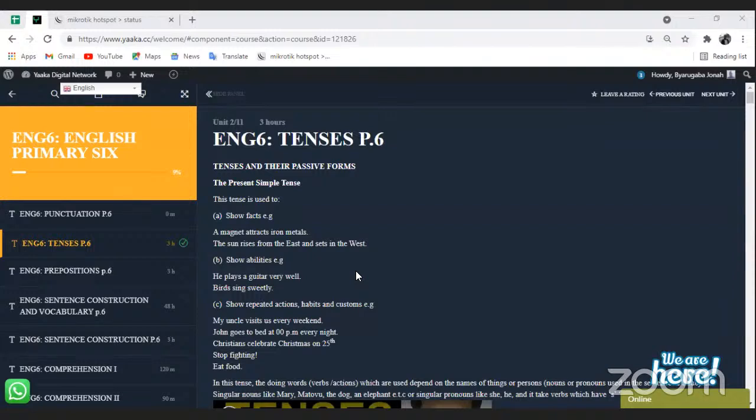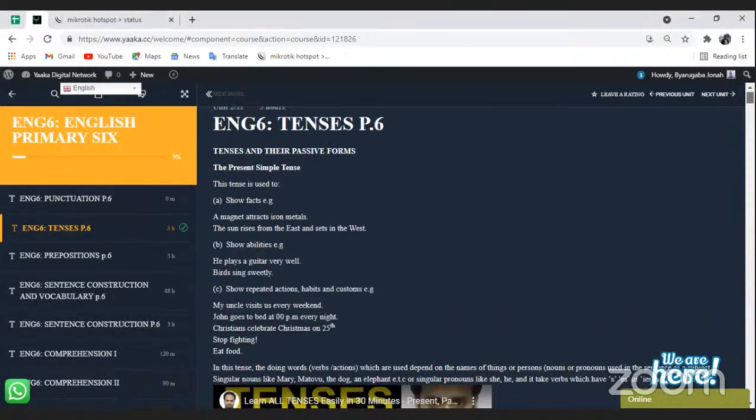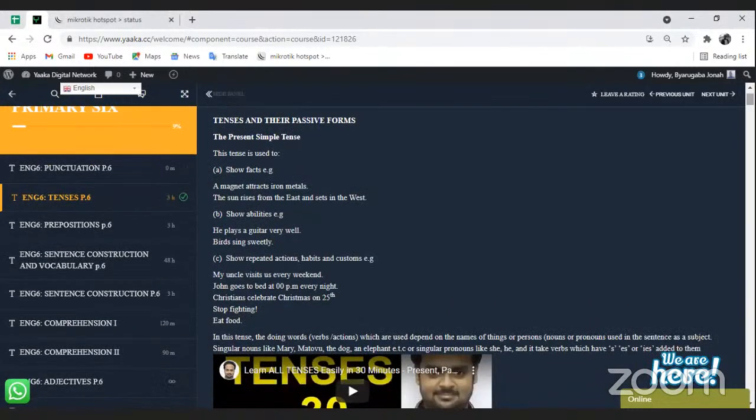So we are not supposed to be limited to the work that is on the site. We should be able to read far more than the work here. But this one gives you the basics. So you will need to read present tense. The tense is used for showing facts, abilities, and repeated actions, habits, or customs. You need to read that.